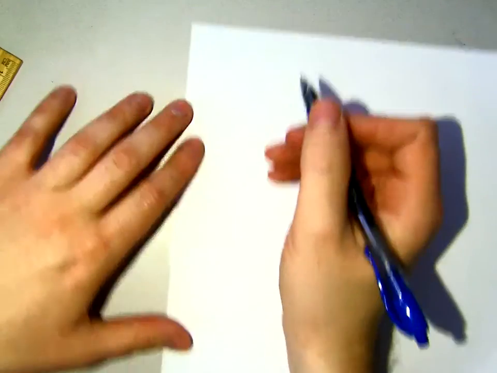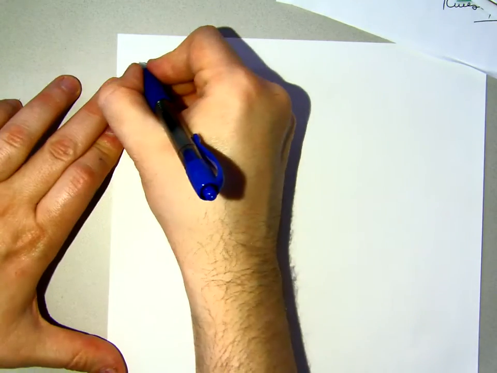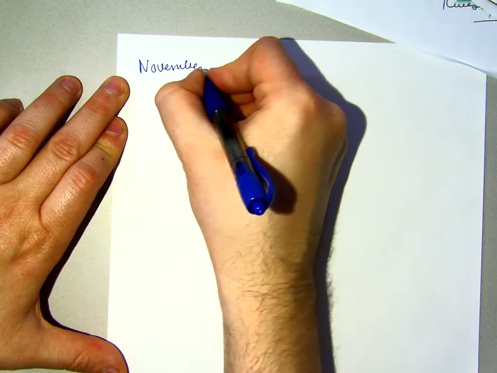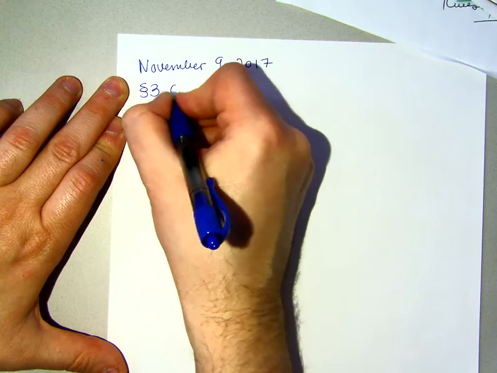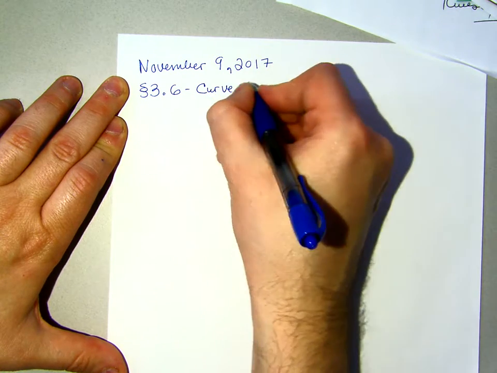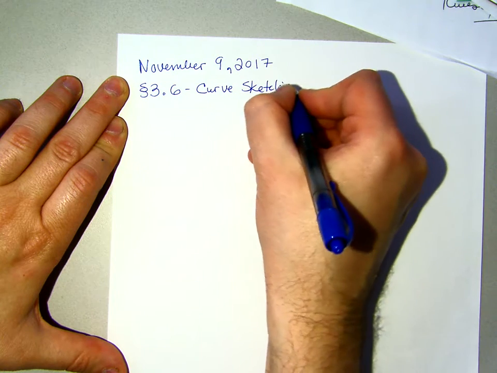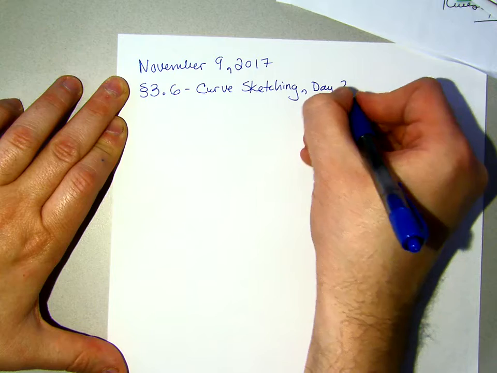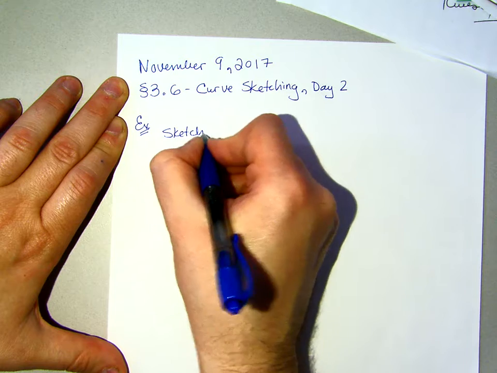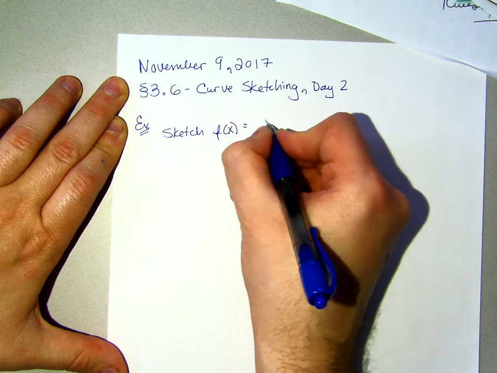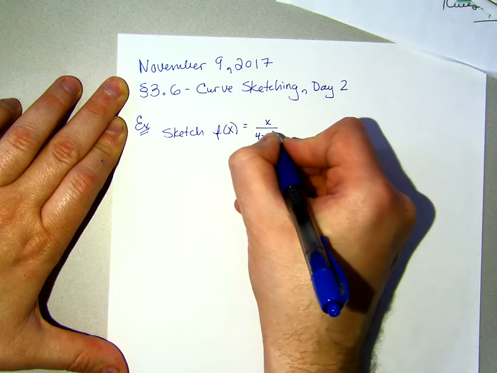So let's see what we can do now, just taking a formula and sketching things. It is November 9th, and we're still looking at section 3.6. Curve sketching, day 2. And our first of 2 examples, we are going to sketch the function f of x equals x over 4 minus x squared.